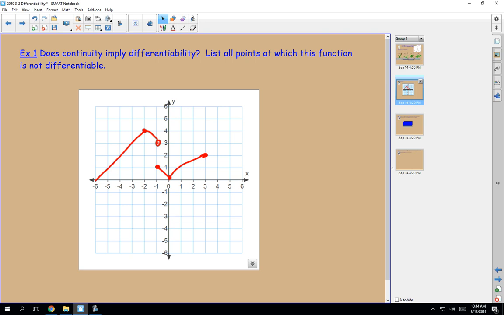Here's a special function I'd like you to draw. It's just a special, I guess, piecewise function. It is a function. It passes the vertical line test. I have an open circle here and a closed one here. So it passes the vertical line test.